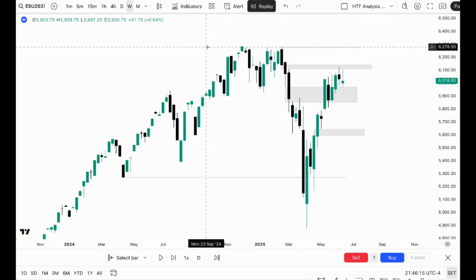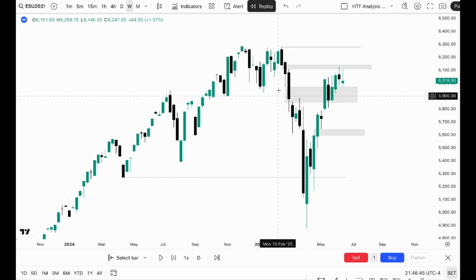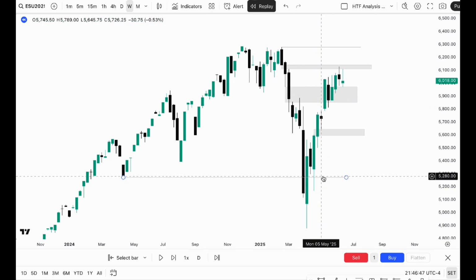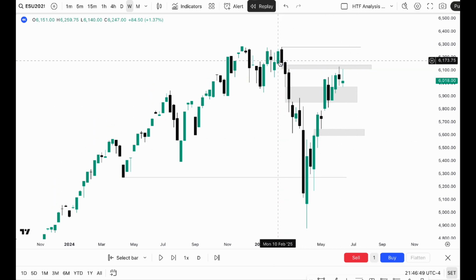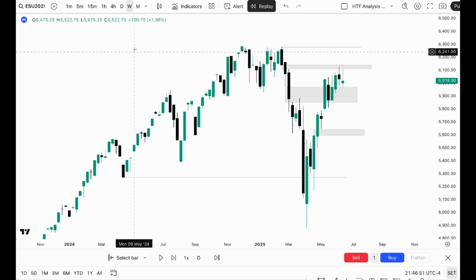So starting here on the weekly chart, today is June 25th. Today's going to be a Wednesday. We're going to be identifying our initial trading direction for the week. We're looking at how price came down, swept this sell side liquidity.